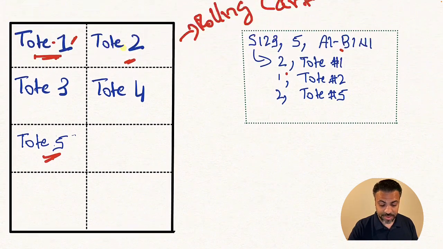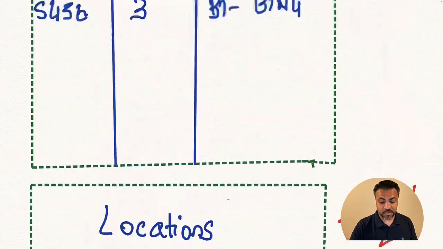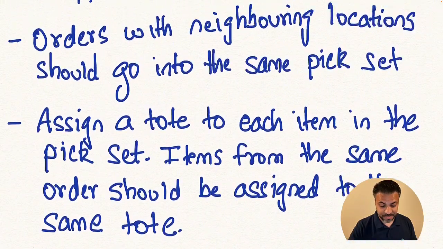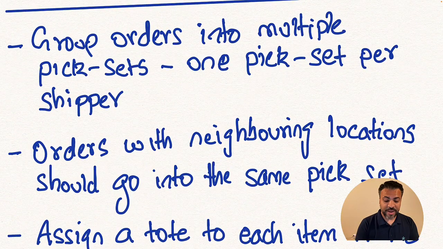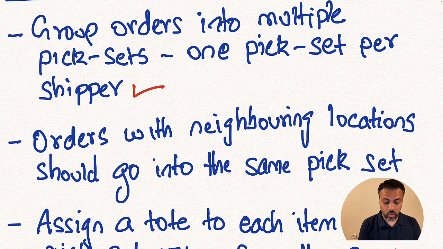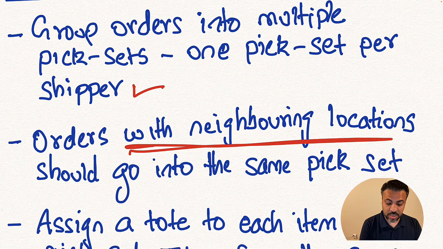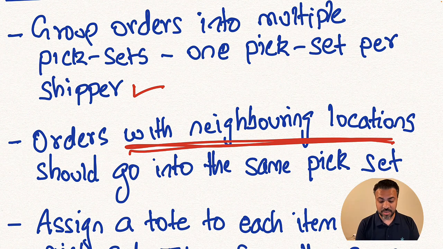So just to recap how this works. You group your items into multiple pick sets, 1 pick set per shipper. Your pick sets will be organized such that all the orders with neighboring locations will be on the same pick set.